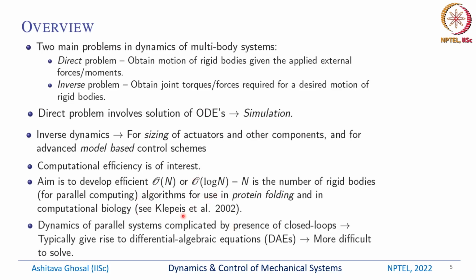The dynamics of a parallel system, however, is much more complicated, and the complication is basically due to the presence of closed loops. Okay, the main difference between a serial chain and a parallel system is that in a serial chain, we have only ODEs, only ordinary differential equations. However, in a parallel system, we have ordinary differential equations arising from the Lagrangian formulation or any other formulation, but we also have loop closure constraint equations which are algebraic. So what we have are what are called differential algebraic equations, and these are much more difficult to solve.